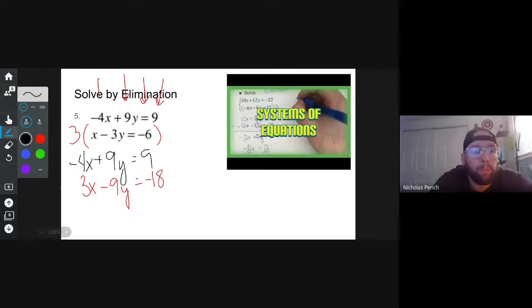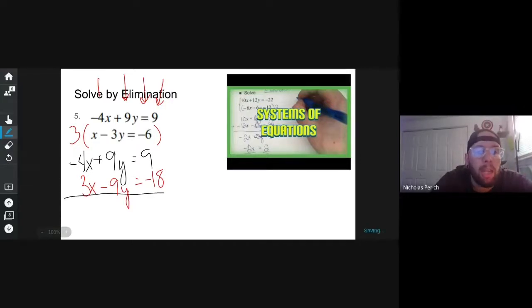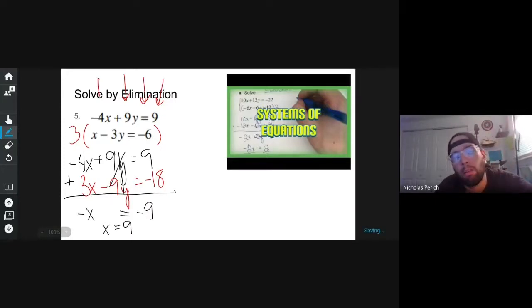This is good because now I can add the two equations. Negative 4x plus 3x is negative x, or negative 1x. The y's disappear, and you become negative 9 if I add the two together. A little bit of common sense without doing any math: if negative x is negative 9, then positive x is positive 9, and I have x.